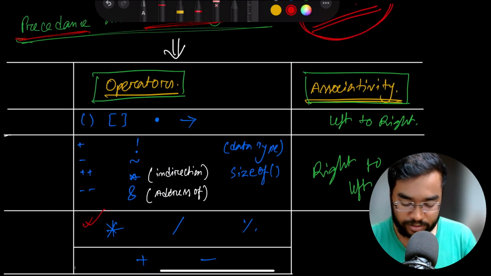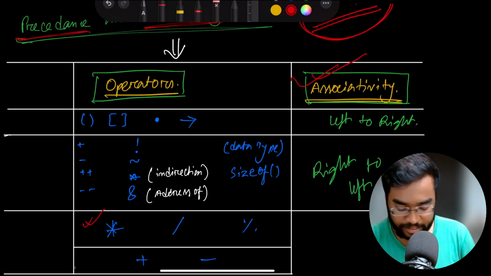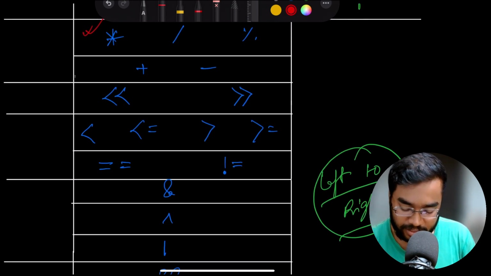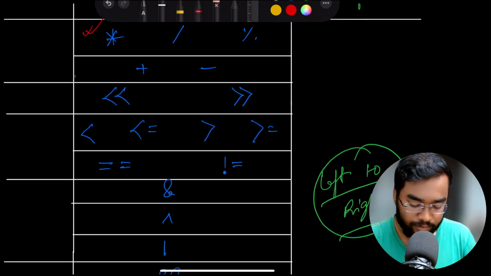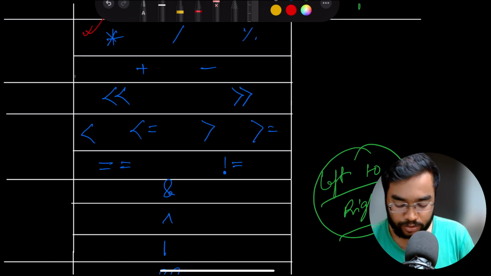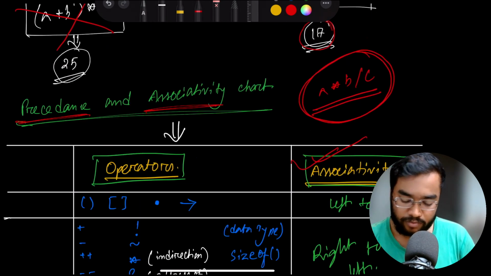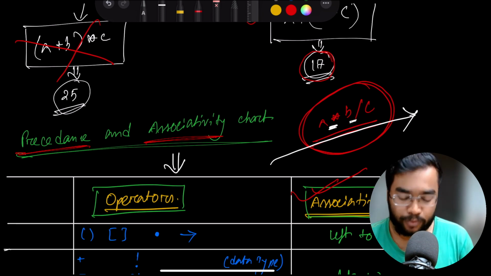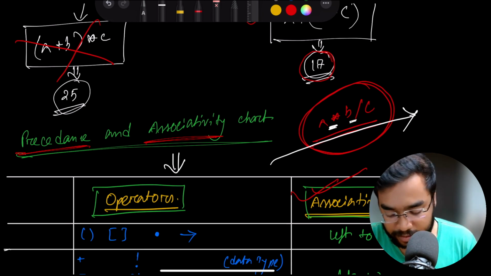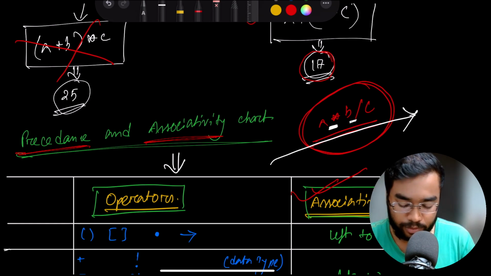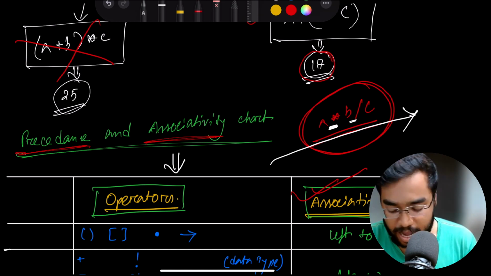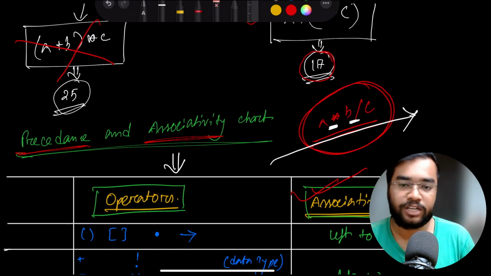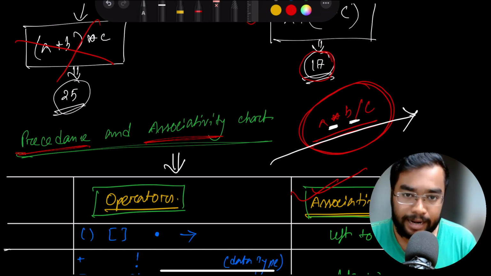Here the associativity comes. Associativity means whether we will be scanning from right to left or left to right. That is the thing we need to know. So here it is left to right. That means we have to scan from the left side to the right side, and if we get the asterisk first while scanning, this would be evaluated first, and the division operator would be evaluated later.